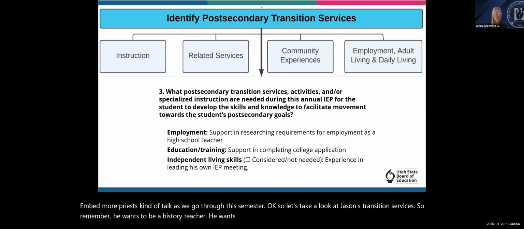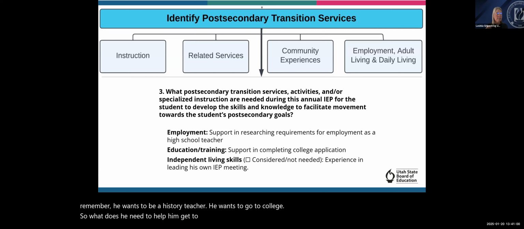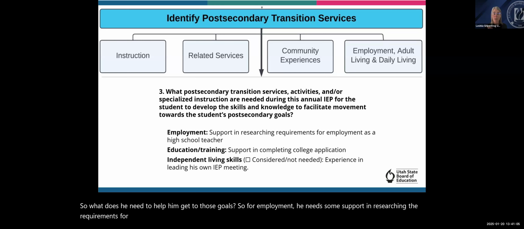He wants to go to college. So what does he need to help him get to those goals? So for employment, he needs some support in researching the requirements for employment as a high school teacher.